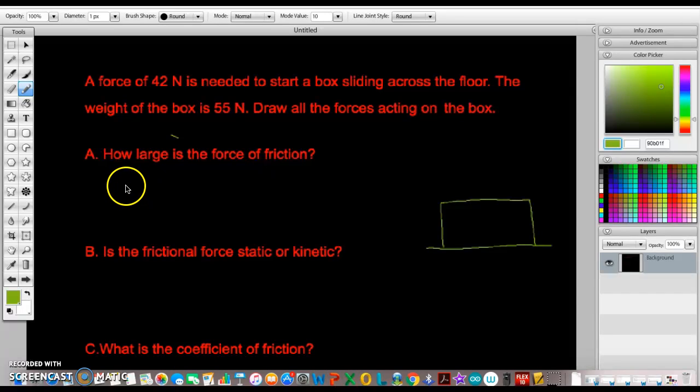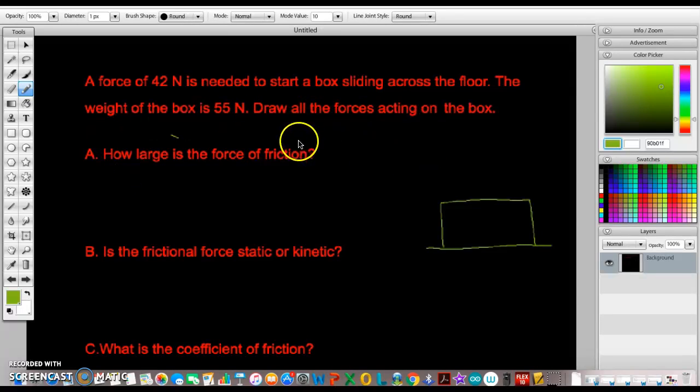All right, so this is our first video on friction, static or kinetic friction. So the question is, a force of 42 newtons is needed to start a box sliding across the floor. The weight of the box is 55 newtons. Draw all the forces acting on the box.